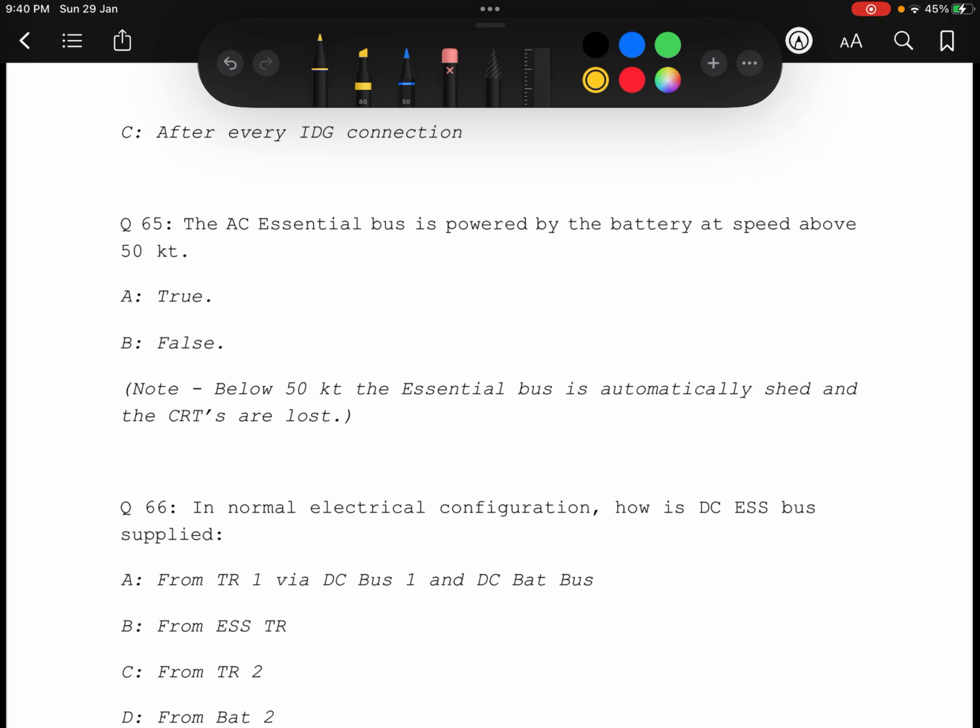Now comes question 65. The AC essential bus is powered by the batteries at speed above 50 knots. The AC essential bus is powered by the battery at speed above 50 knots. Yes. The AC essential bus is powered at speed above 50 knots.